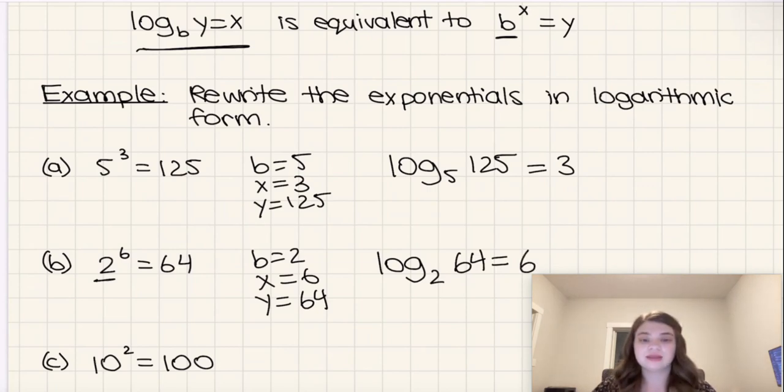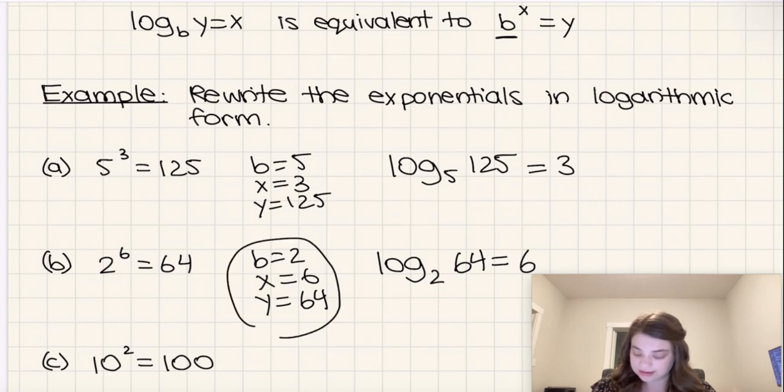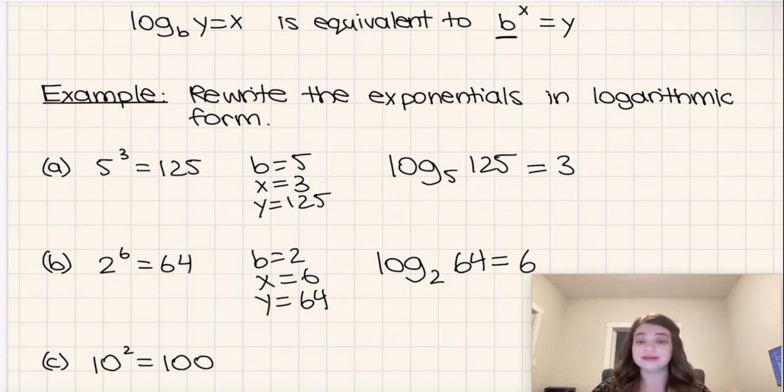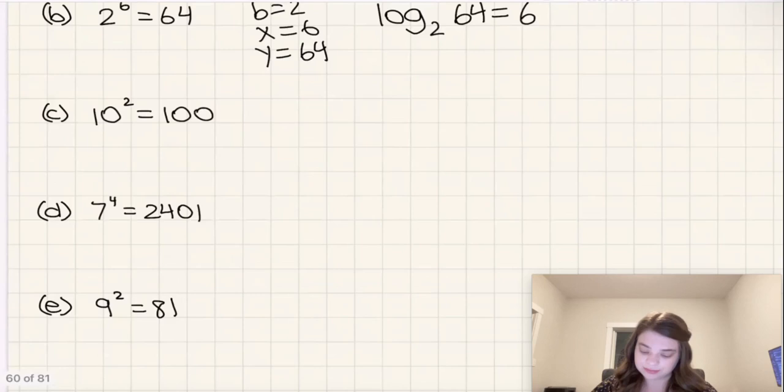And then also, once we've done these a few times, we won't actually necessarily need to write out what b equals, x equals, and y equals. I think that can be helpful for starting out, and feel free to do that for as long as you need to. But eventually we'll get to a place where we can just go right from the exponential form into the logarithmic form. So I'll show that in the next couple examples.